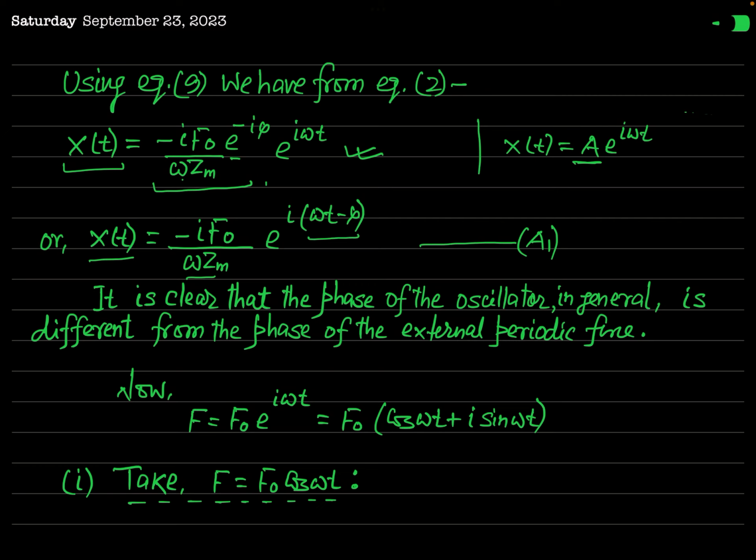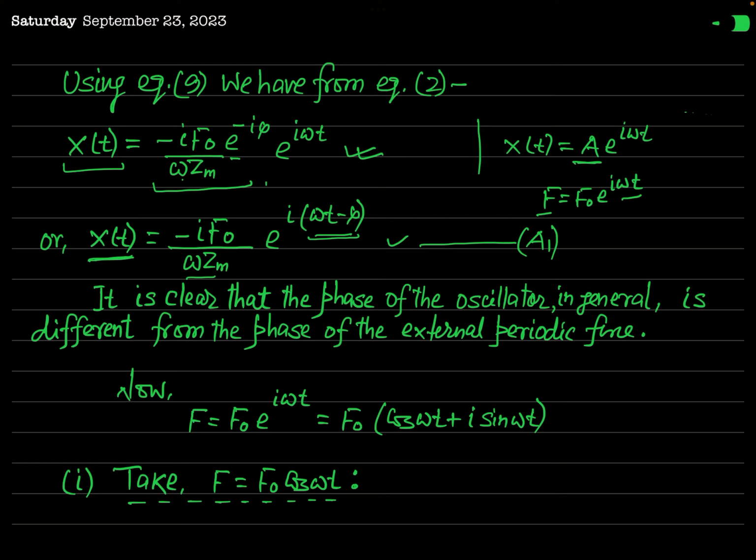Okay. Now you can see the applied force under which this motion is taking place. This was F0 e to the power i omega t. So you can say that at any time t, the phase of this force is equal to omega t. This is its phase. But you can see the displacement of the oscillator is given by this equation, and at any time t in general, its phase is omega t minus phi, not omega t.